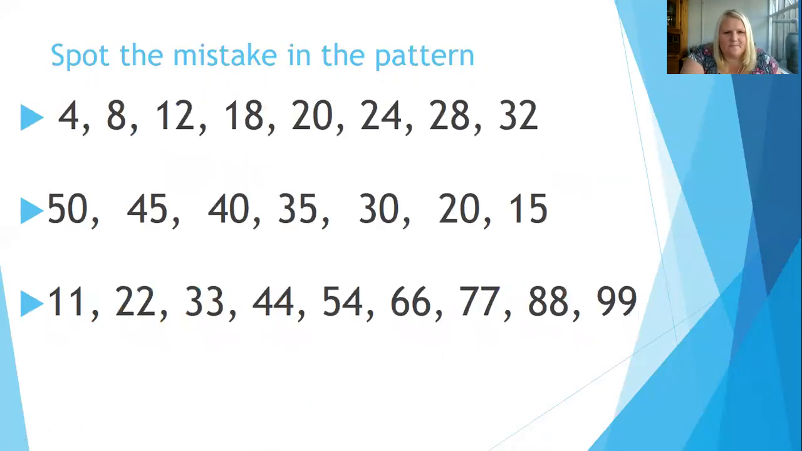Right, what's next? Can you spot the mistake in these patterns? Somewhere in here, there is a mistake with the numbers. Can you see what the pattern's supposed to be and where the mistake might be? Have a look at the first one first. So we've got 4, 8, 12. Sounds like the 4 times table to me. 4, 8, 12, 18. Is 18 in the 4 times table? What number should that be? 16, you're right. So let's see if we put 16 in there. Does it make a difference?